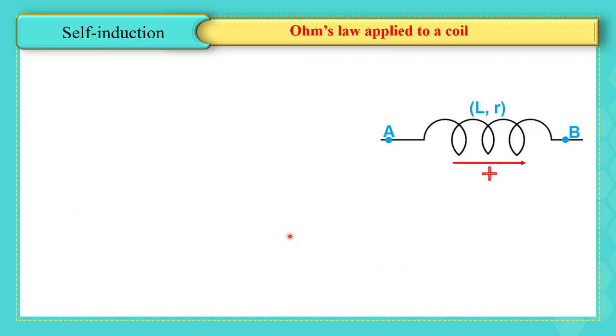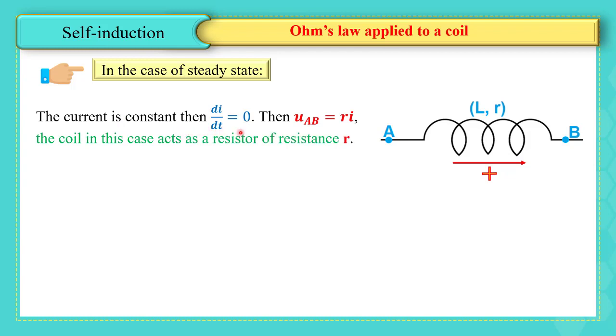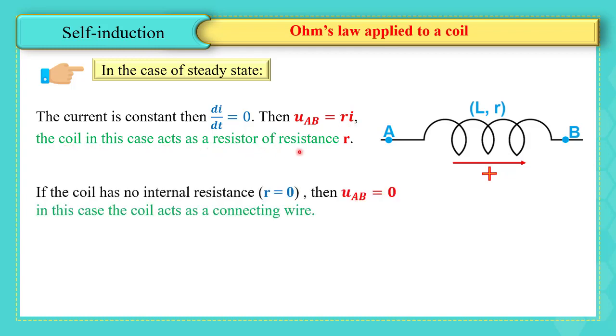Now in the steady state, the current is constant, then di over dt equals 0 and UAB equals R i. So in this case, the coil acts as a resistor of resistance R. If the coil has no internal resistance, then R equals 0. So in this case, UAB will be equal to 0 and the coil acts as a connecting wire.